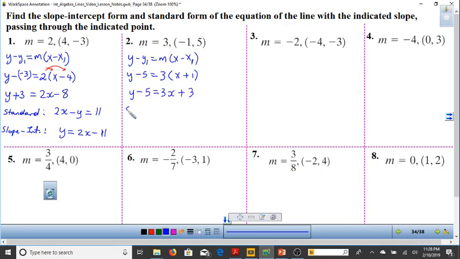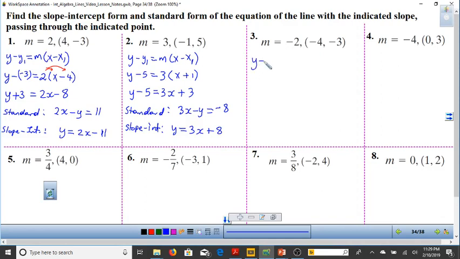Now, for standard form, we put 3x minus y is equal to, we'll move that 3 to that side, negative 8. Or for slope-intercept form, you just solve for y. So we'll get y is equal to 3x plus 8 because you're adding the 5 to both sides. There you have it. In this example, again, simple.